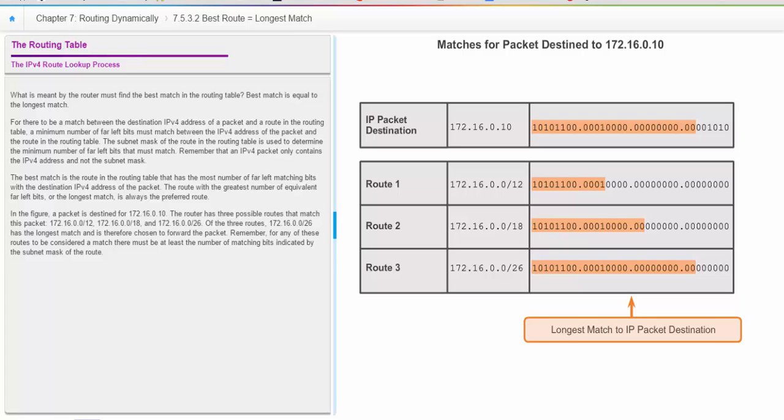Okay? So remember that IPv4 packets only contain IPv4 addresses and not the subnet mask. Okay? So the best match is the route in the routing table that has the most number of far left matching bits with the destination IPv4 address of the packet. The route with the greatest number of equivalent far left bits, or the longest match, is always the preferred route.